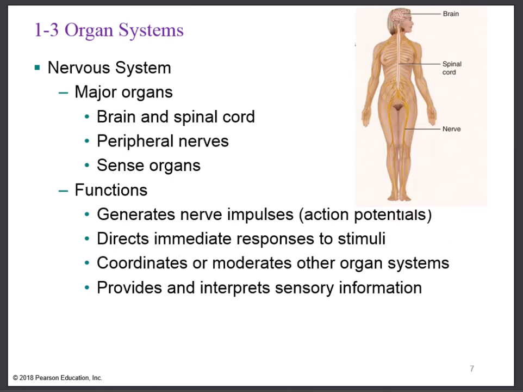The fourth system is the nervous system. So the major organs here, the major anatomy, include the brain and the spinal cord. You can see those are right here in the middle. We usually call that the central nervous system. And then all these little yellowish lines right here, these are the nerves. They're going to transmit information to and from the brain and the spinal cord. So we call those the peripheral nerves.